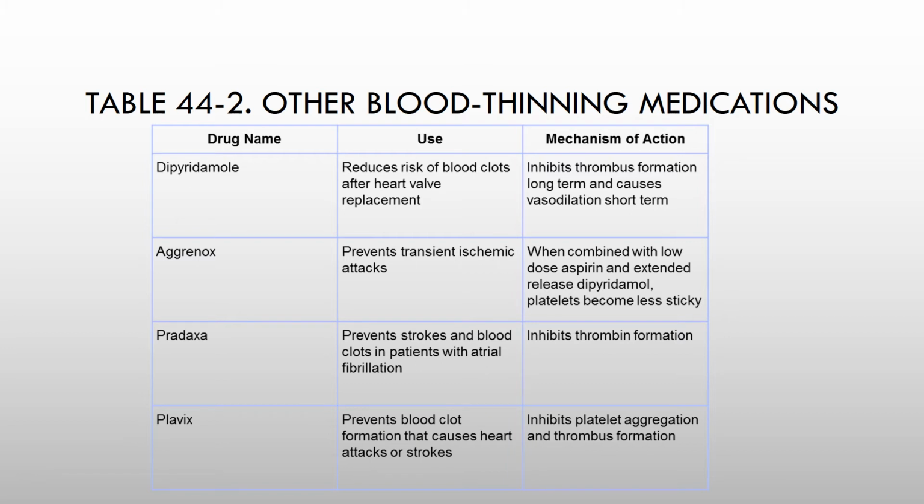a clot. Pradaxa prevents strokes and blood clots in patients with atrial fibrillation. Again, this works by inhibiting thrombin formation. Plavix prevents blood clot formation that causes heart attacks or strokes. And this again inhibits platelet aggregation and thrombus formation. There is now a new drug that will reverse the actions of Plavix. It is called Andexxa.